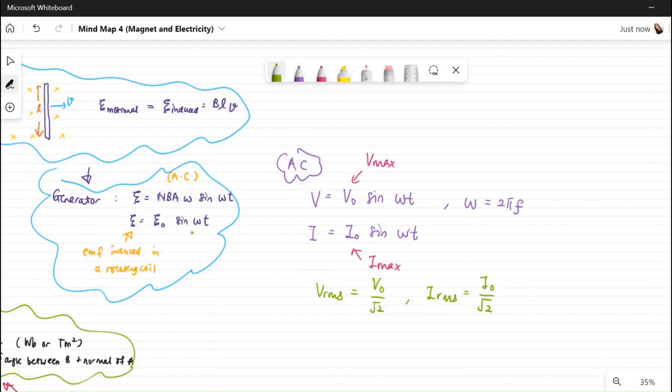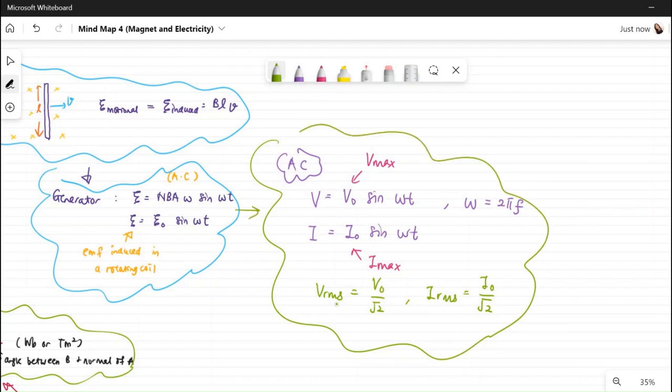RMS stands for root mean square, right? The root mean square value, for example for the voltage, is the reading or the value that you get from a multimeter. Okay, so this is the AC expression for voltage and current.